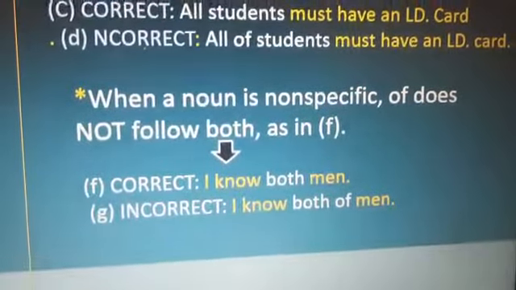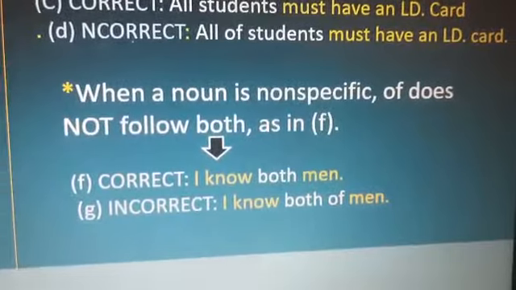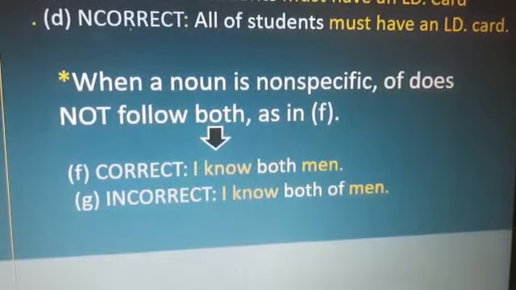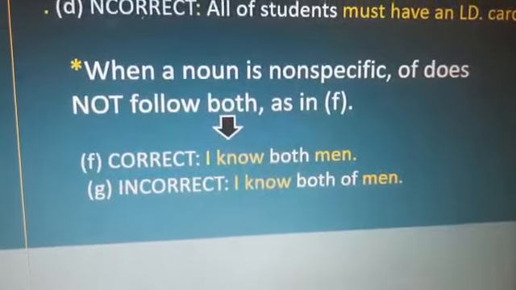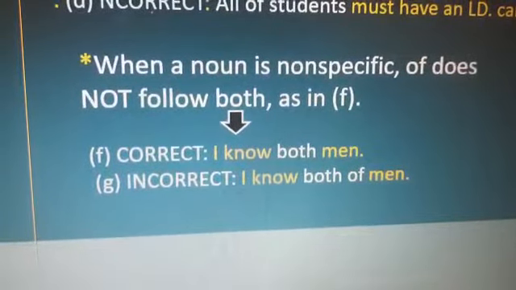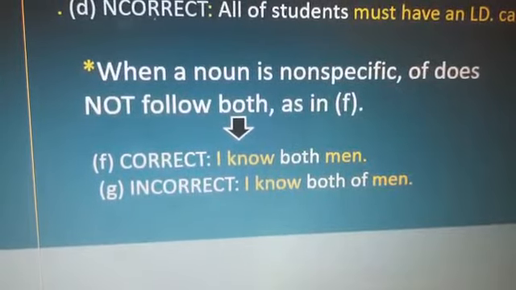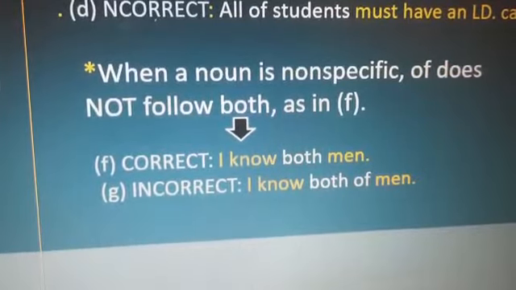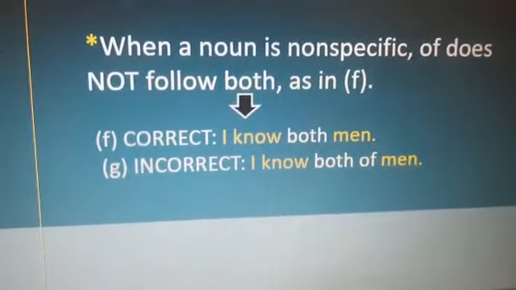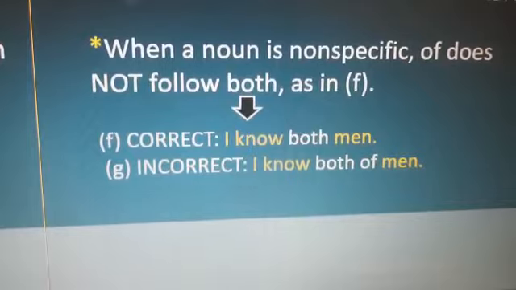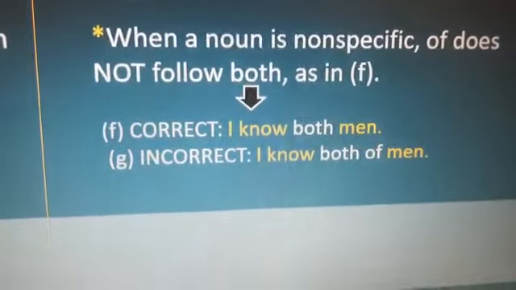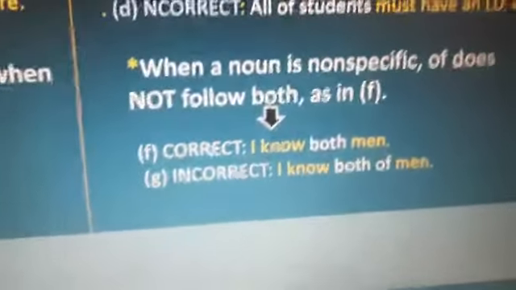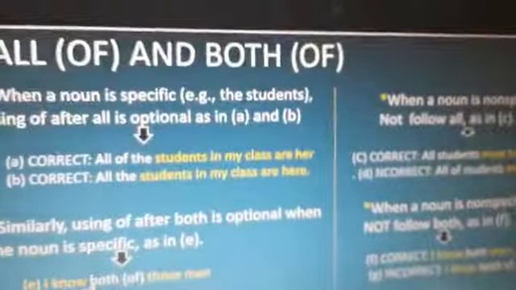Also with both: when a noun is non-specific, of doesn't follow both, as in F. I know both men. Correct. I don't use of and both together because the noun is non-specific. G is incorrect because I know both of men uses both and of together, and the noun is not specific. It is not correct.